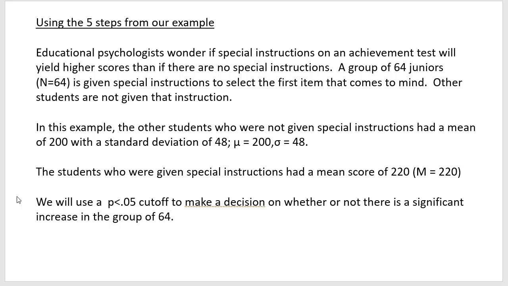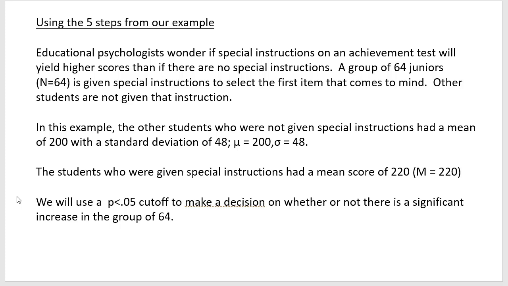In this example, the other students who were not given special instructions had a mean of 200 with a standard deviation of 48. That is our population. That's our comparison distribution. The mean of the population is equal to 200, standard deviation of 48. We're going to go through step 2 in a second, which is why you don't see anything about the distribution of means, but we'll get there.